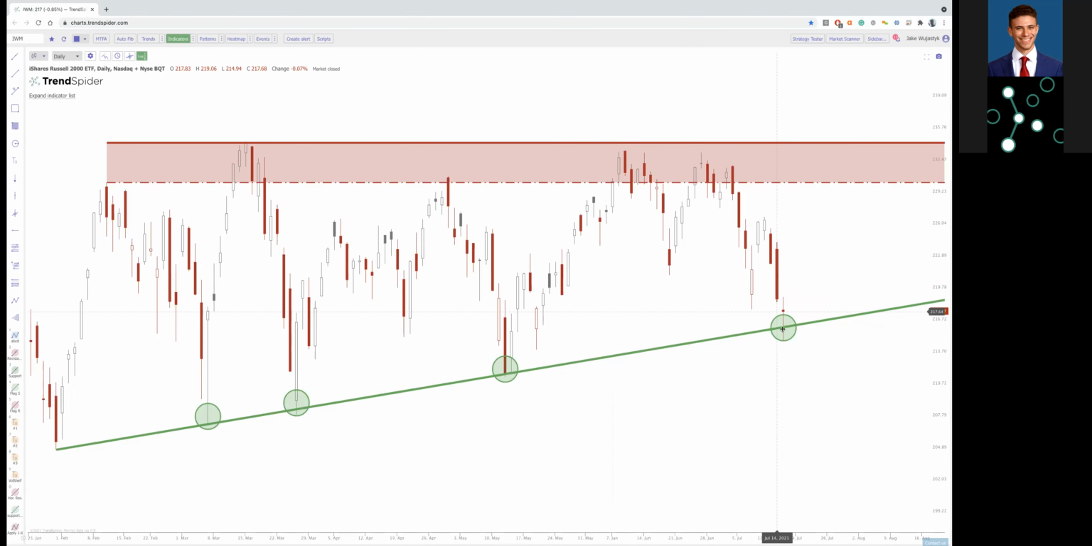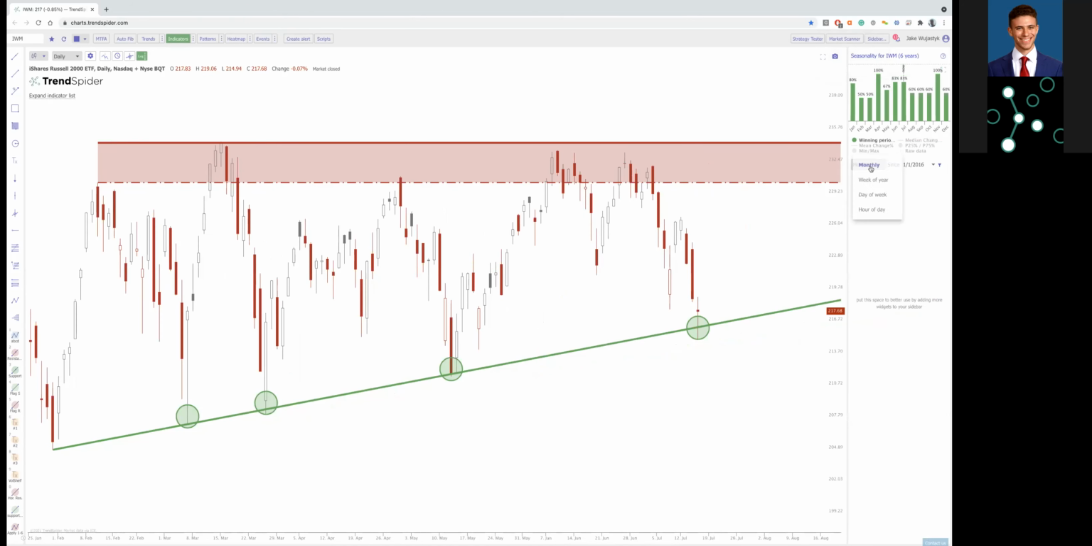And so not only are we at support, but if you go to the seasonality, something really interesting comes up. So we're looking at each day of the week and what is the win rate since the start of 2021. And you'll see here that these percentages are simply just the ability to see what is that win rate. So a 69% win rate for Friday means that 69% of the time so far in 2021, Friday has closed higher than Thursday.